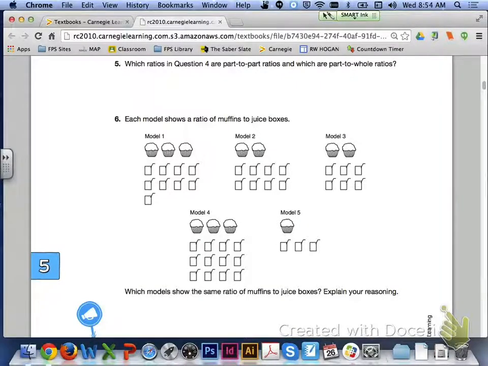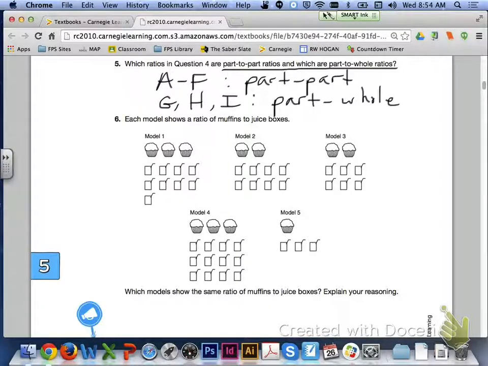Go ahead and take a look at number 5 and try to determine which ratios in question 4, all of the ones that we just went over, are part-to-part ratios and which ones are part-to-whole ratios. Letters A through F would be examples of part-to-part ratios, and letters G, H, and I would be examples of part-to-whole ratios.